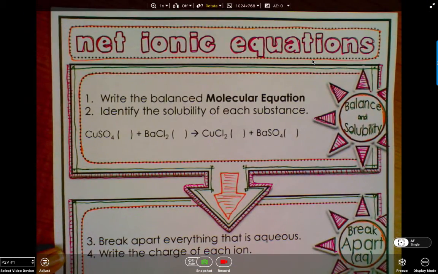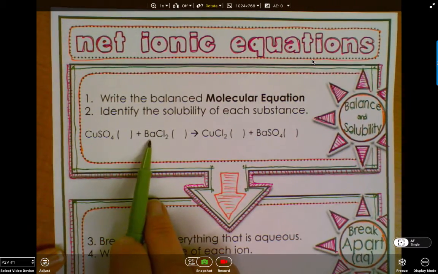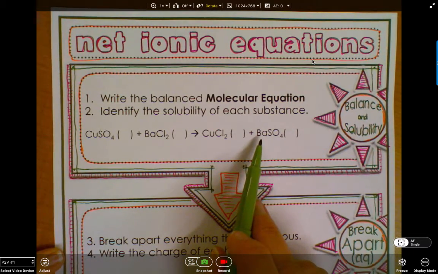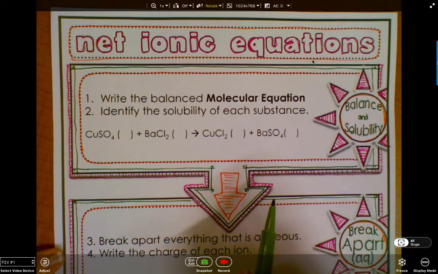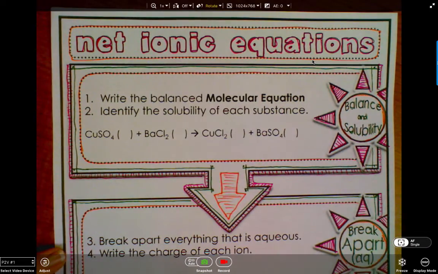Let's start with writing a balanced molecular equation. So in this example, I have copper sulfate combining with barium chloride to form copper chloride and barium sulfate. The balancing on this one is a little bit too easy because it looks like everything's already balanced. Our next job is to identify the solubility of each substance.